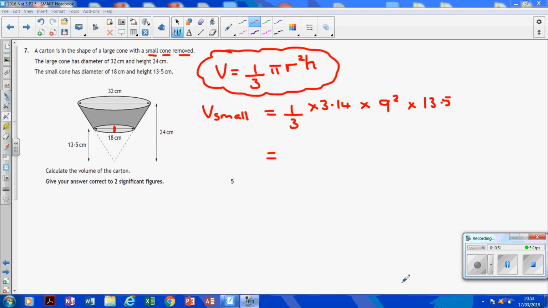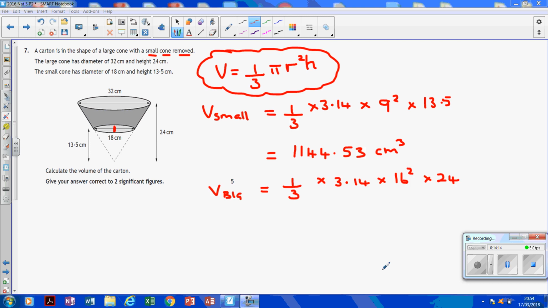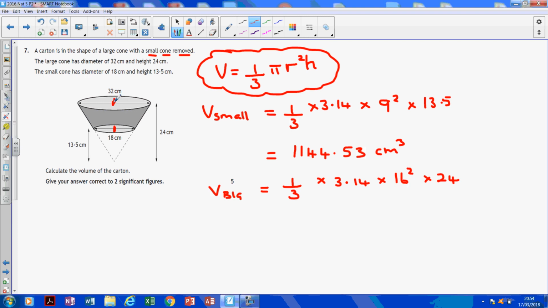Right, we'll put all that into the calculator. Now, when you work all of that out, you end up with a value of 1,144.53 centimetres cubed. Okay, now we're going to do exactly the same for the volume of the big cone. So put all of the numbers into that and put them into your calculator. Now for this one, we've got 1/3 times pi, 3.14, times the radius. Now the radius of that big cone is this bit up here, so it's half of 32, which is 16. We've got to square it and we multiply it by 24.